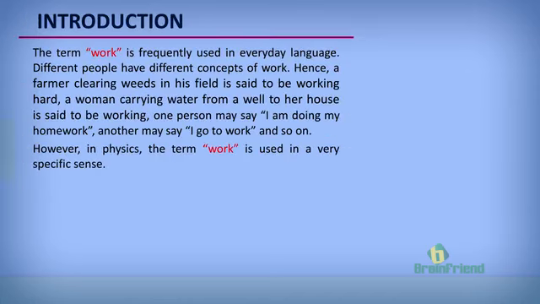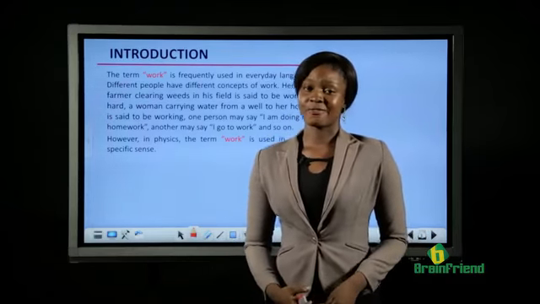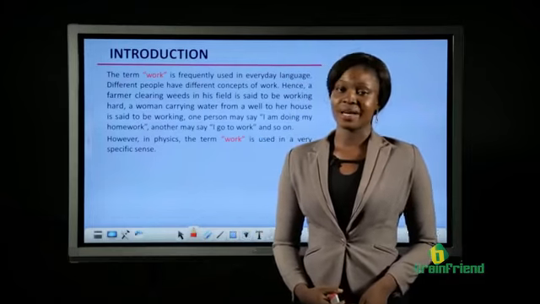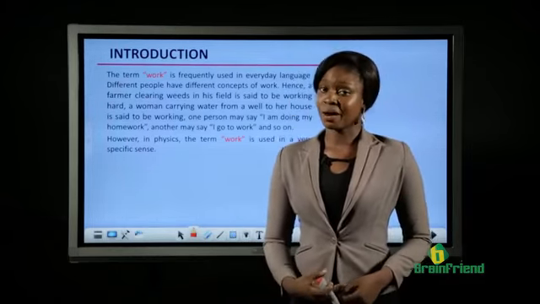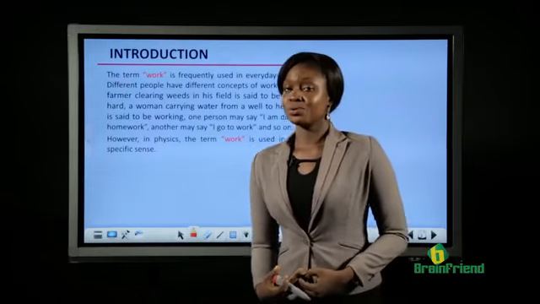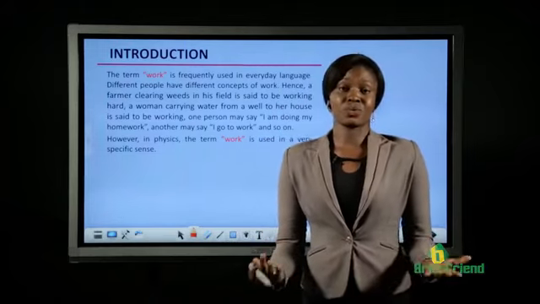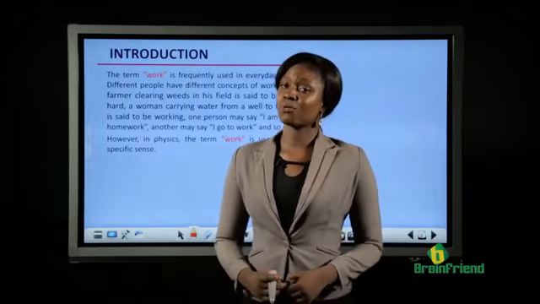The term work is a concept used by different people. People have different concepts of work. A farmer clearing weeds on his field may be seen as doing work. A woman carrying water from the well may also be doing work. You going to school, doing your homework, some people see it as work. But in physics, we have a specific definition of work.